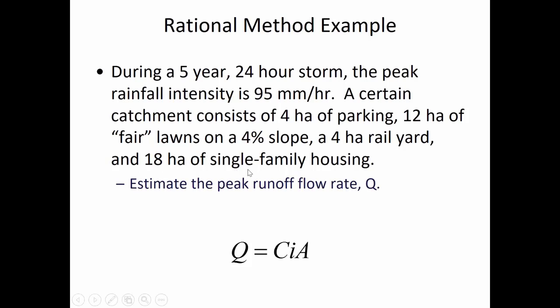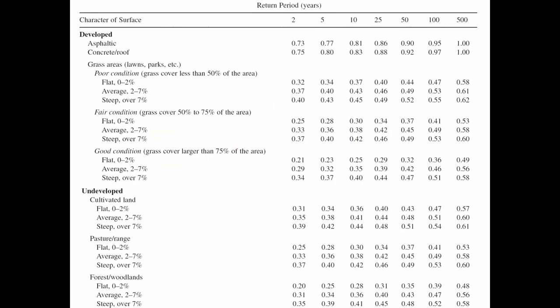So what we need to do there is find a composite C value. If I go back to the previous table, I'm not showing the one that has all the rail yard information. In your book, it has that. All right. For the parking, let's find out what C value corresponds to asphaltic here, or concrete.